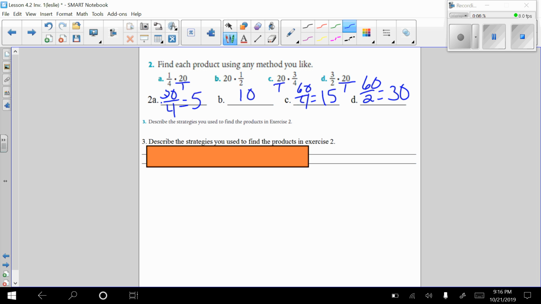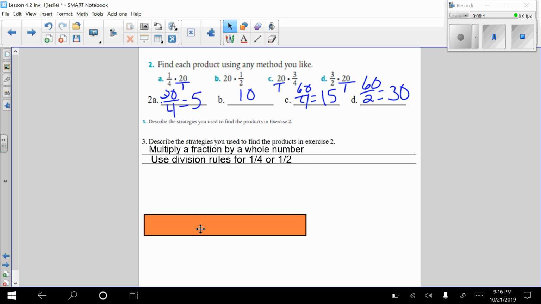So here are two methods you could have used to do this. One is I could have multiplied a fraction by a whole number, or I could have used my division rules that I know about 1/4 and 1/2 to do some of this in my head. Either way is fine to do when you're working with 4s and halves.